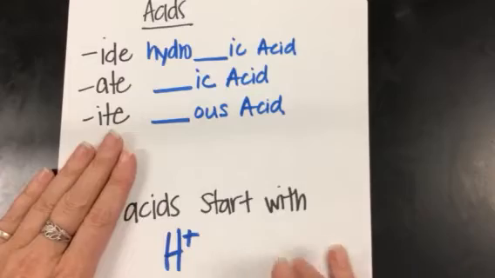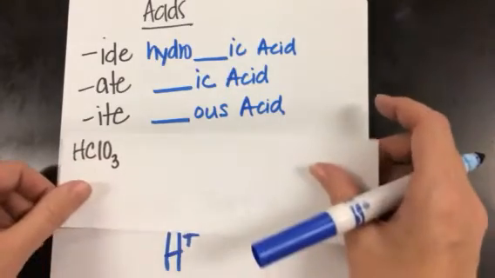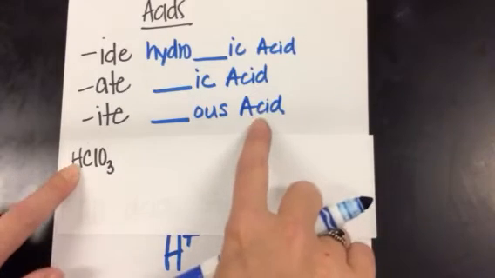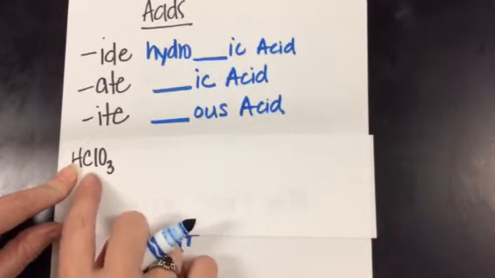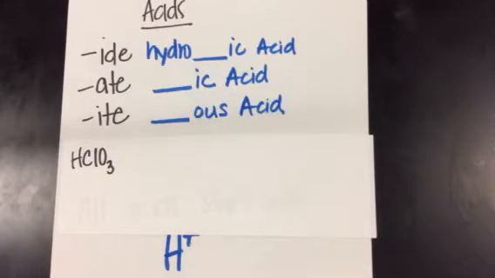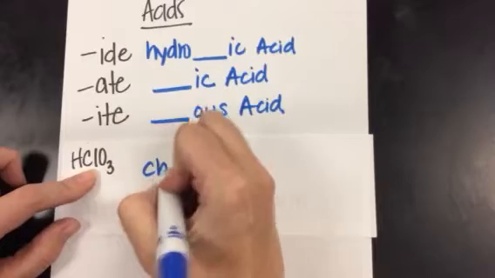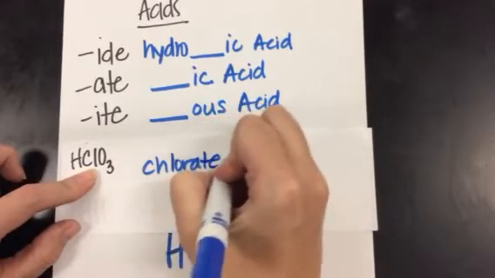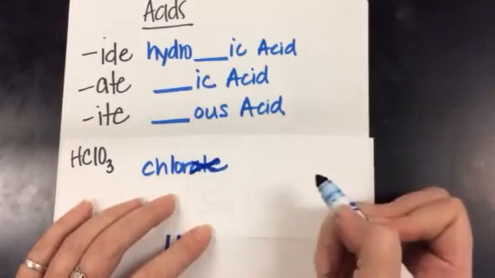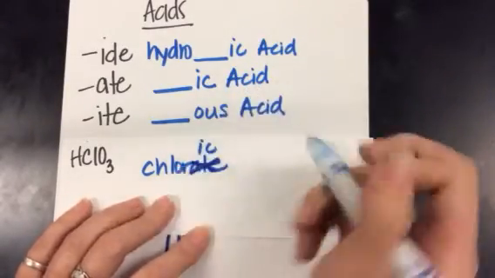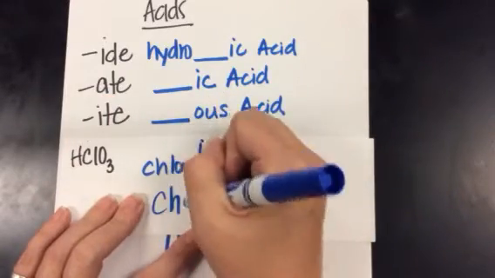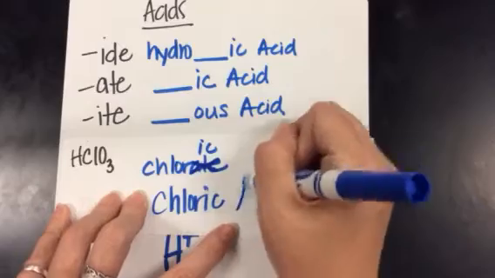So when you have the formula, something like HClO3, your H just means, hey, you have an acid. So you're going to look at ClO3. ClO3 is a polyatomic ion. This polyatomic ion is chlorate. So to name this acid, you're going to take away the ate, and you're going to put in ic instead, because if it was an ate, it becomes an ic. So the name of this acid is called chloric acid.